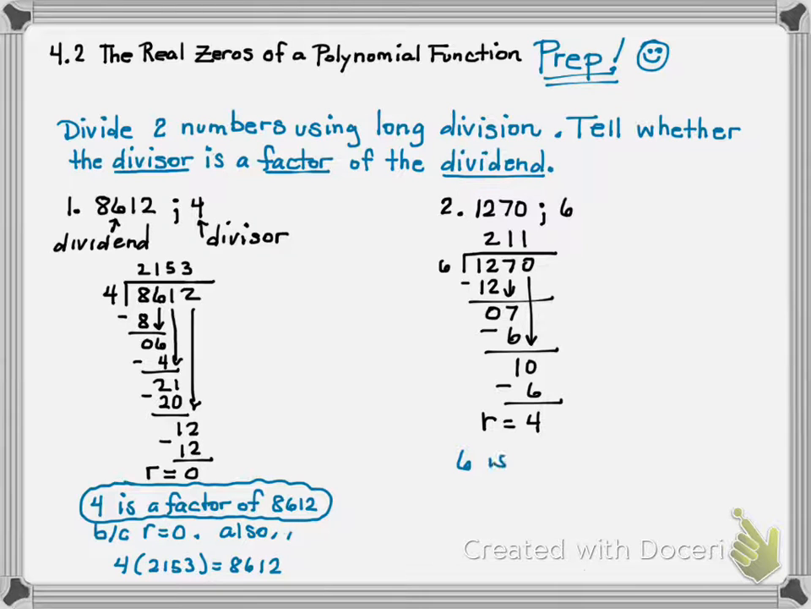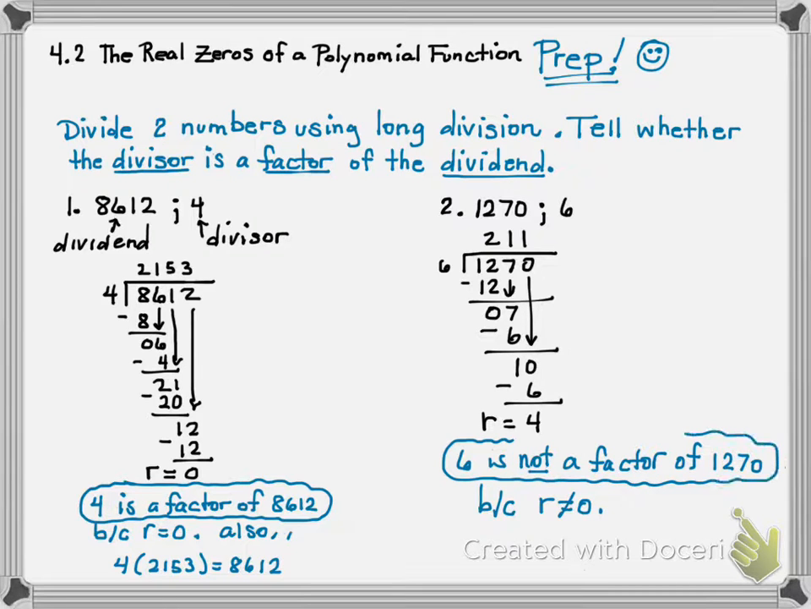So 6 is not a factor. And if they want a reason, it's because our remainder did not equal 0. So the question is answered, but we went a step further and gave them a reason for it. It's this very basic idea that's going to help us do some division with our polynomials. Let's move on and see what happens when we try to do something like that.